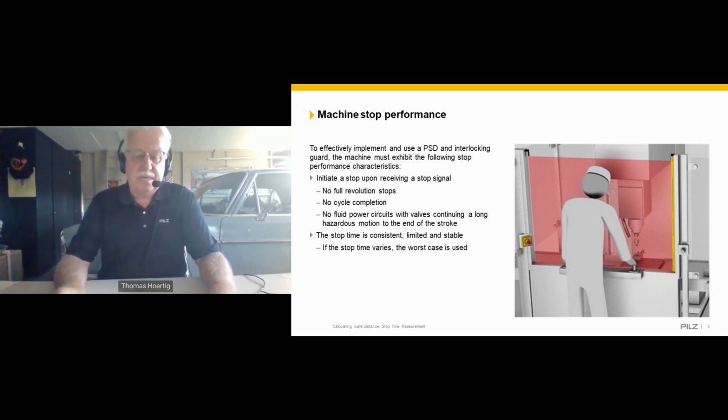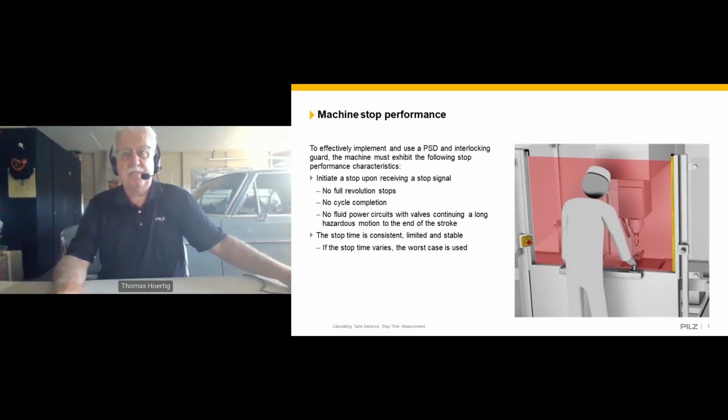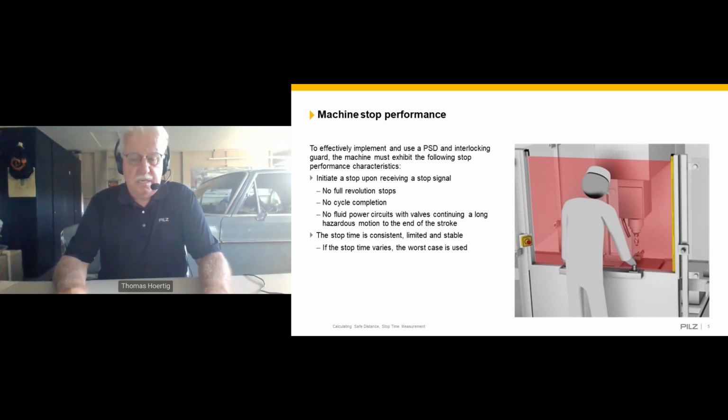So in order to effectively implement and use these presence sensing devices and interlock guards, the machine must exhibit the following stop performance characteristics. No full revolution stops, so no cycle completion, no fluid power circuits with valves continuing hazardous motion to the end of the stroke. Also look that the stop time is consistent, limited, and stable. On certain machines, the stop time can vary with the age of the machine and usage, so you have to use the worst case.